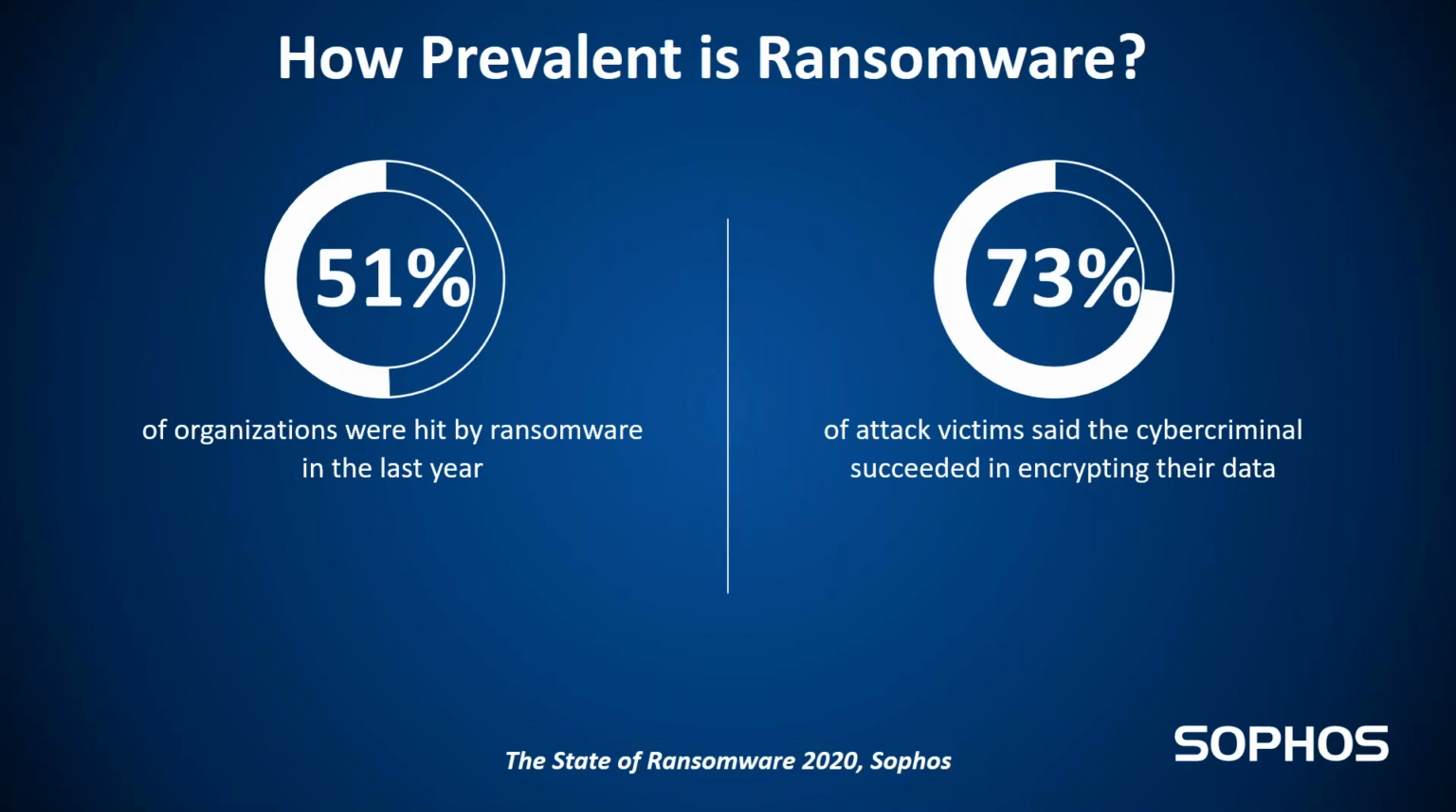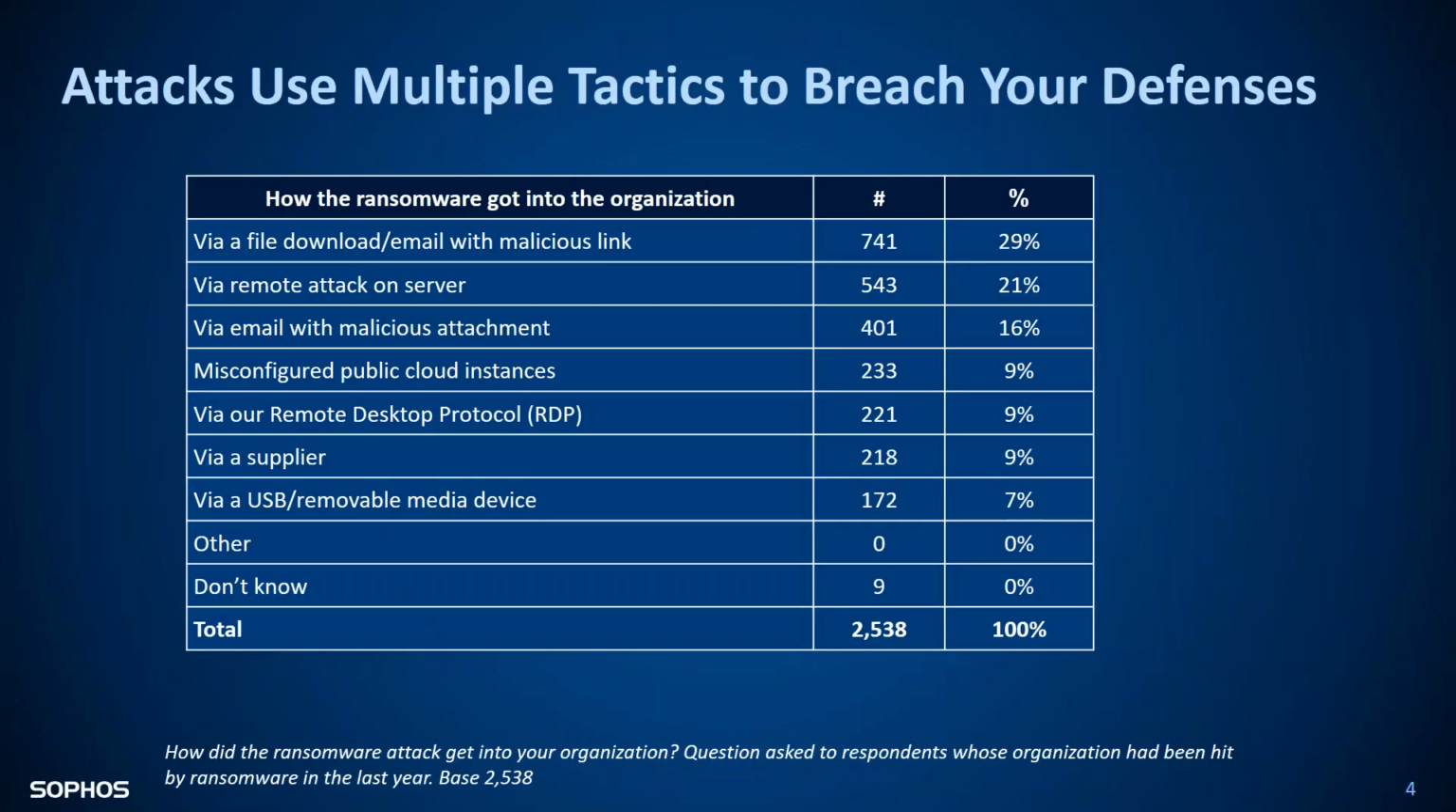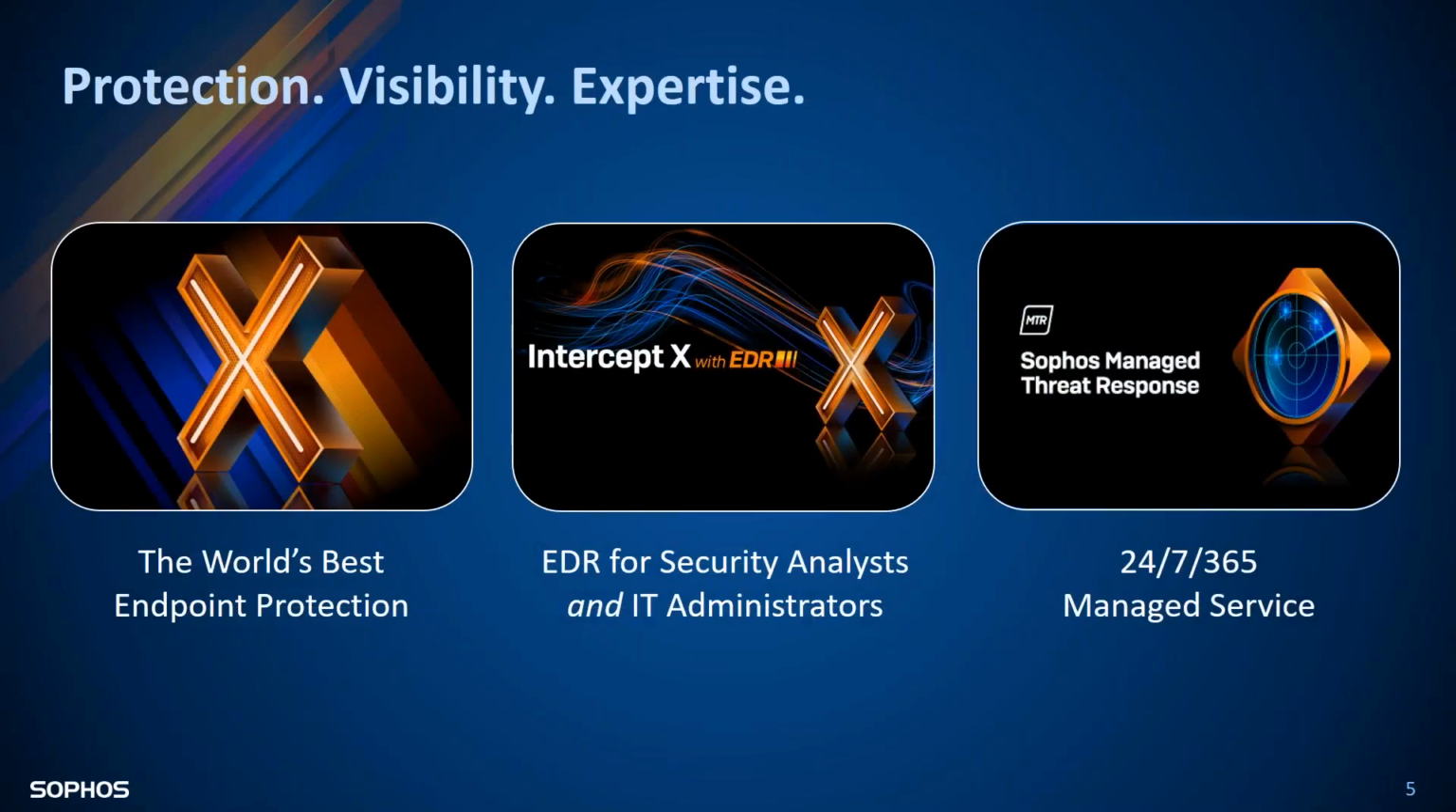At Sophos, we did a State of Ransomware survey in 2020, and 51% of the organizations that responded said they were hit by ransomware in the last year. Of that 51%, 73% said the attack from the cyber criminal succeeded in encrypting their data. And the average cost to recover from a ransomware attack is over $200,000. There are different types of attacks used to breach your network with ransomware, and as much as we try to teach people, the number one reason is somebody clicked on a file and downloaded it, or clicked on a link in an email. Most of the time these are things happening because somebody did something. But with the proper endpoint protection, regardless of how they tried to do this, we can help protect against those attacks. So what is Sophos' approach to helping protect against ransomware?